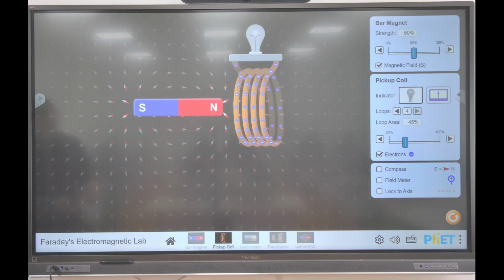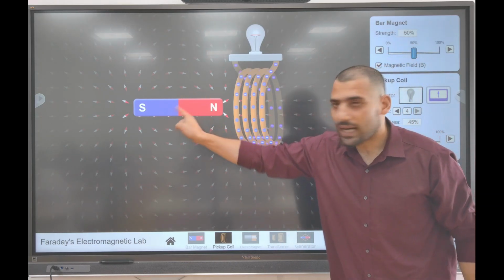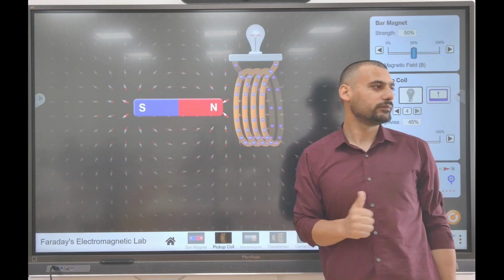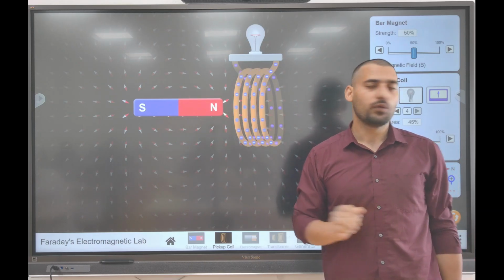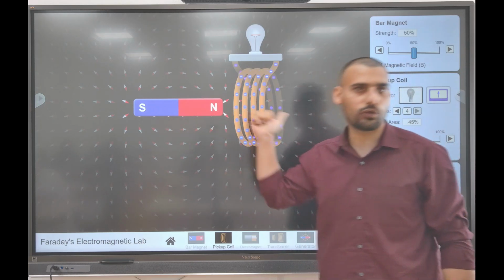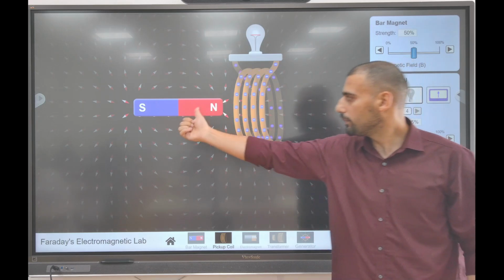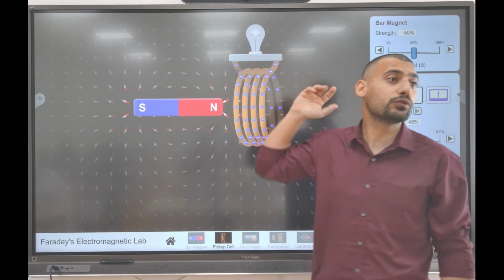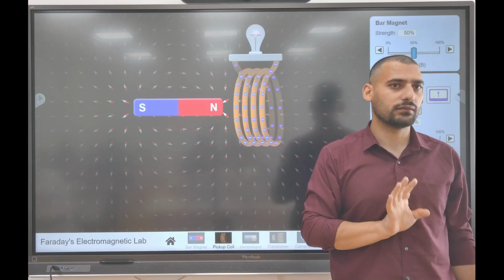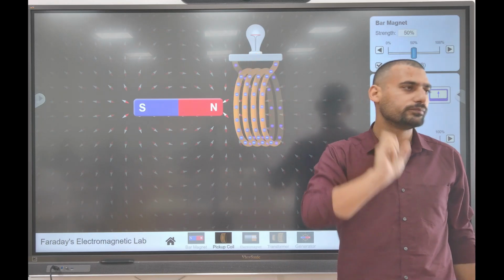Observations. When the bar magnet is moved towards the coil or away from it, the bulb glows. This is an observation, isn't it? The bulb glows. Okay? Point number 2.